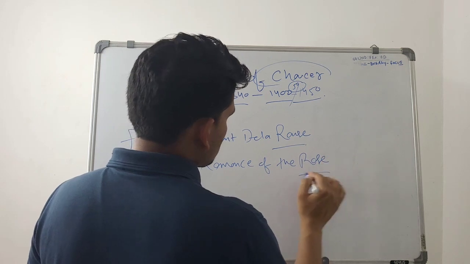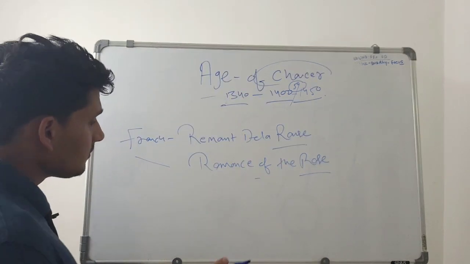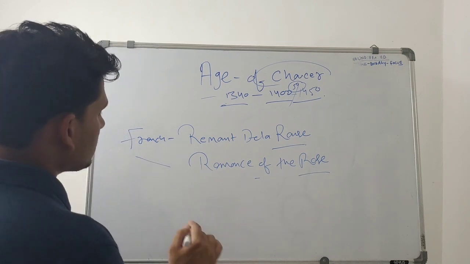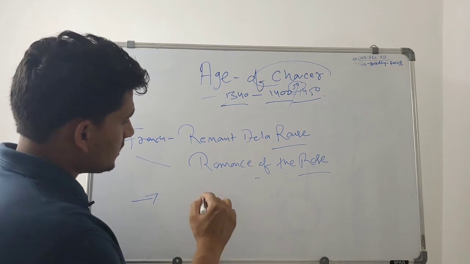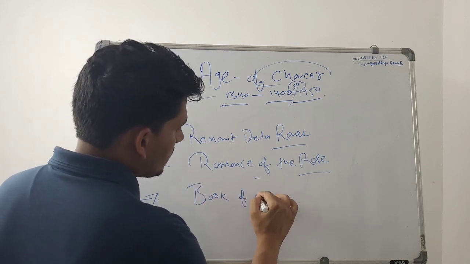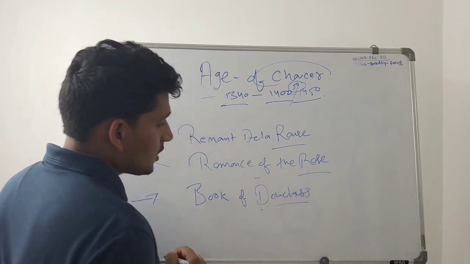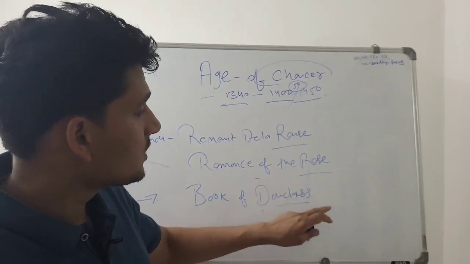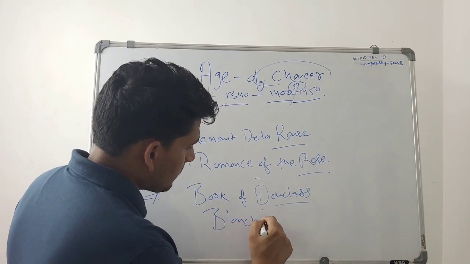Romance of the Rose, that is the name, and this is the French work he has written. Another work he has written during this time period is the Book of the Duchess, which is a very important work. Book of the Duchess was an elegy which was written on the death of Blanche.